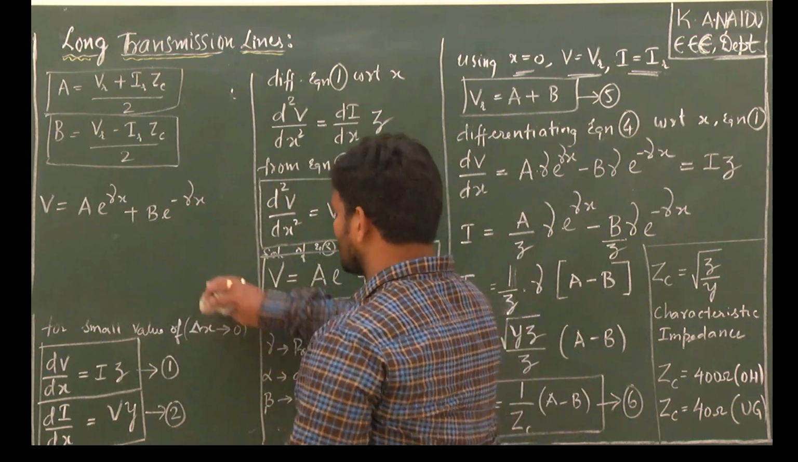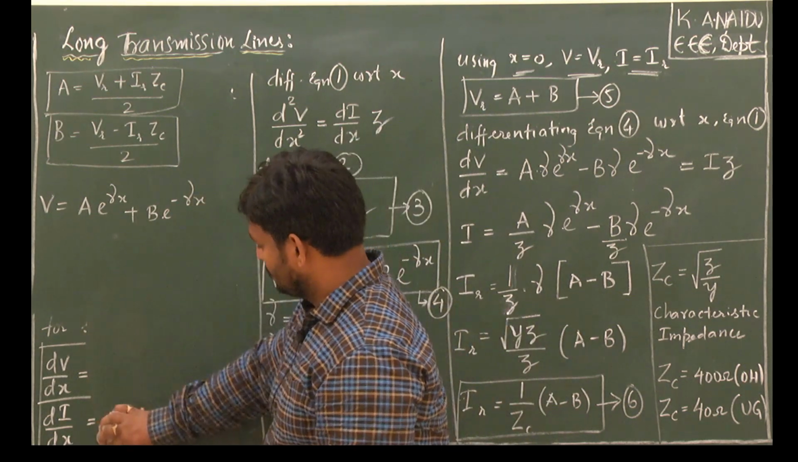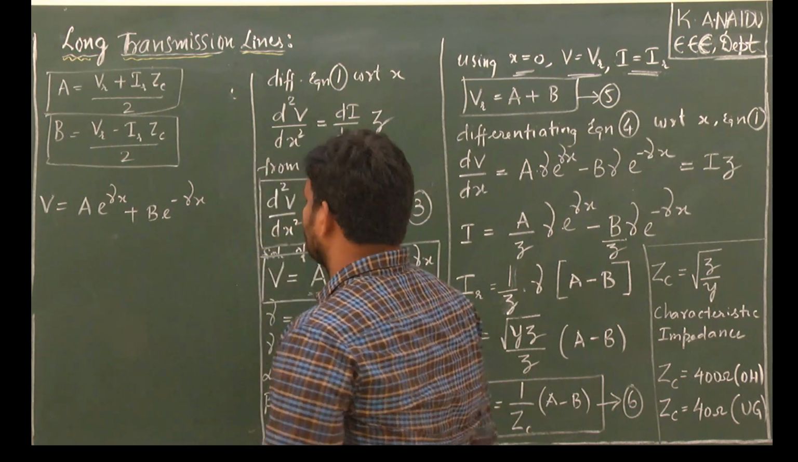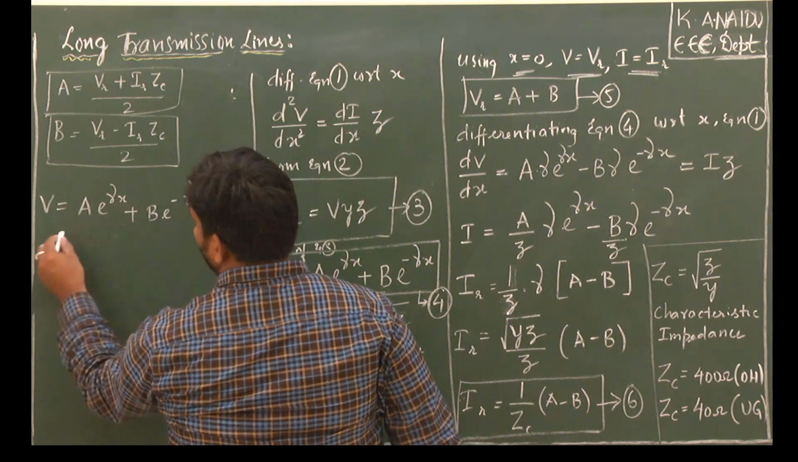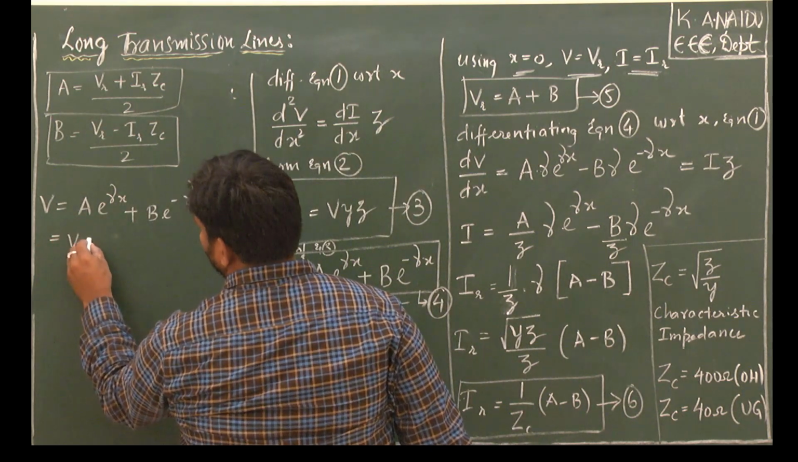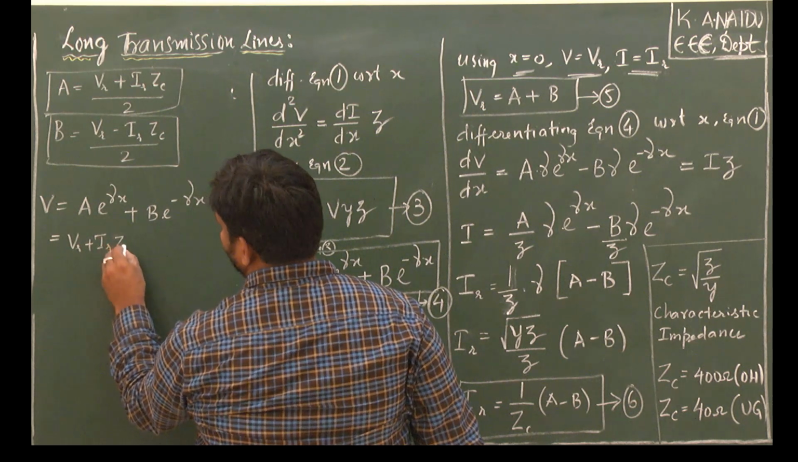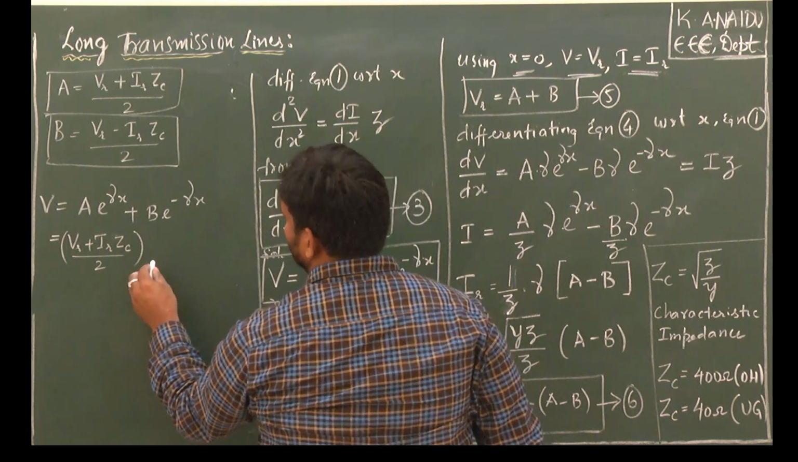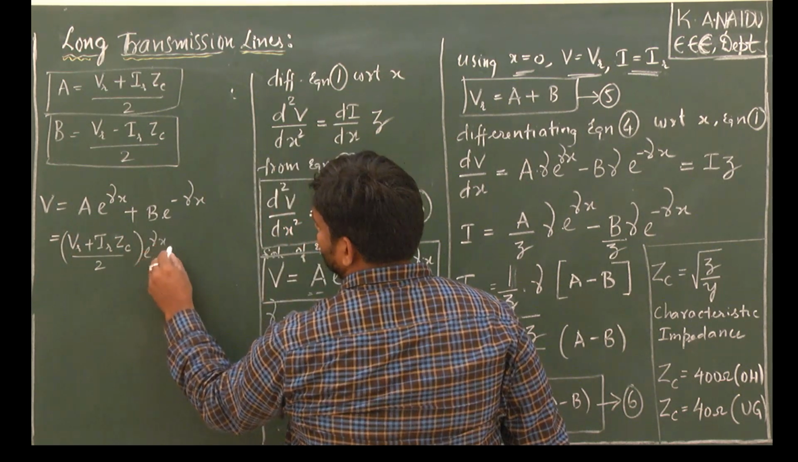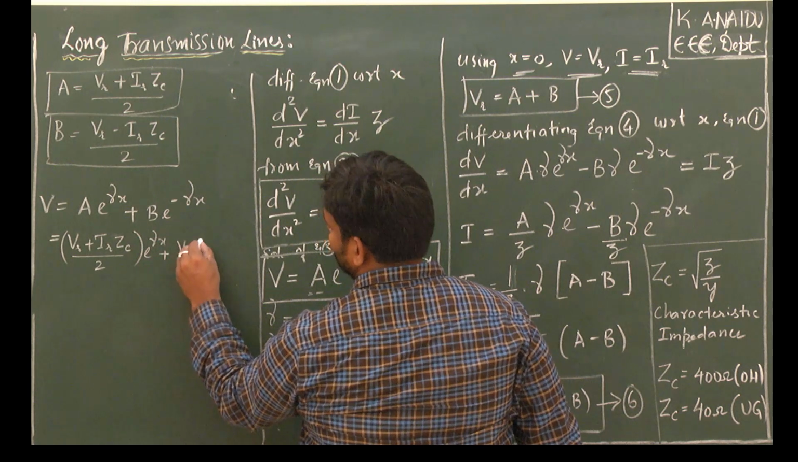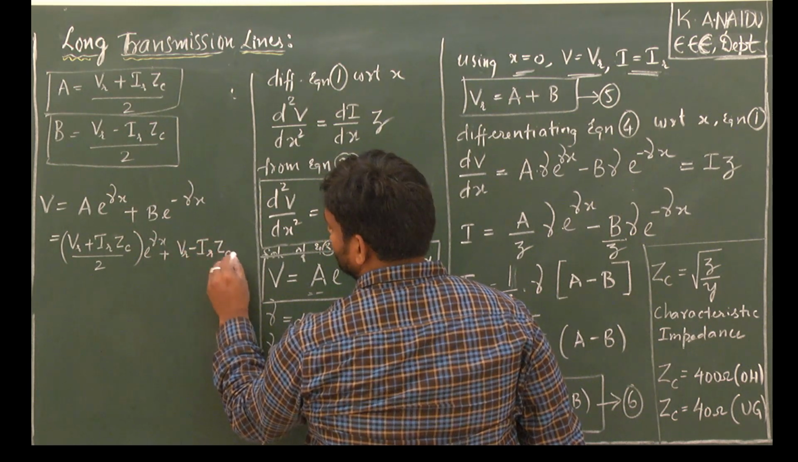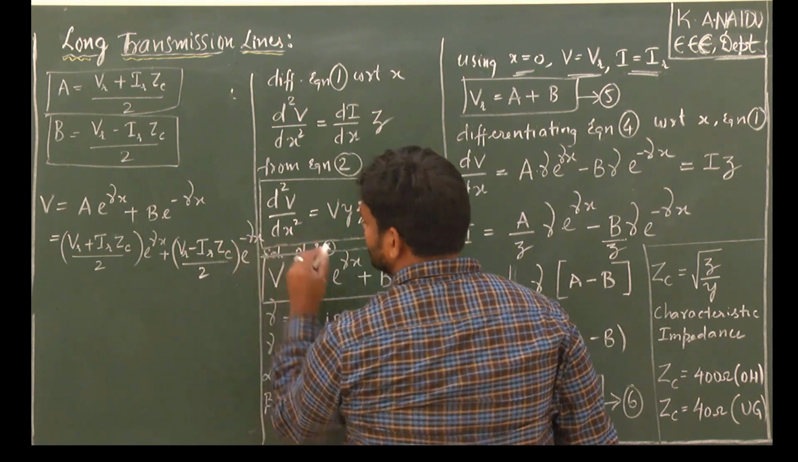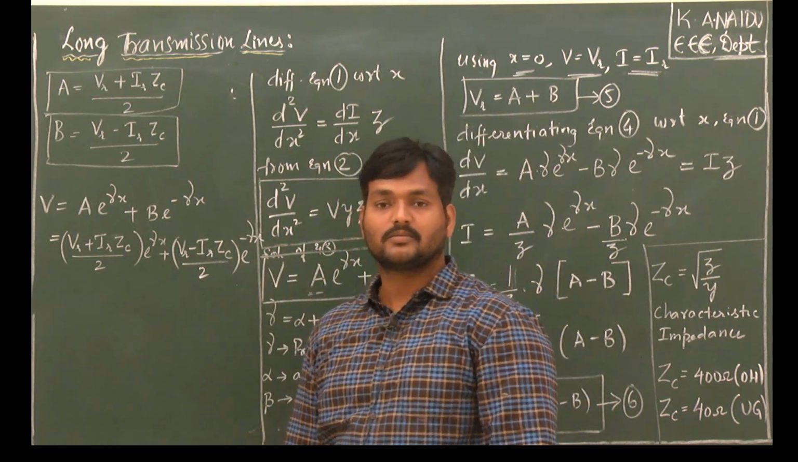So here you are going to substitute this. So V is equal to A, that is (VR plus IR ZC) upon 2 into e to the power gamma x plus (VR minus IR ZC) upon 2 into e to the power of minus gamma x. Is this clear?